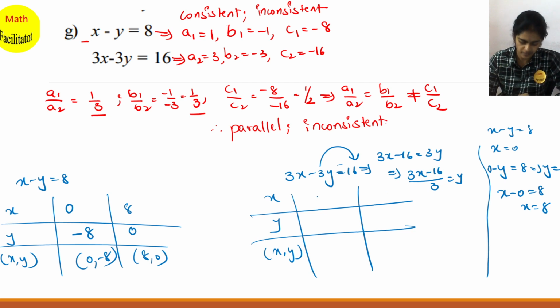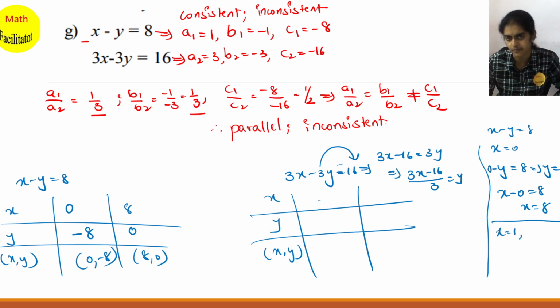Now suppose you substitute x equal to, you can take any value. If you are substituting x equal to 1, what happens? It becomes 3 minus 16, which is minus 13 by 3. You will get minus 13 by 3. Otherwise, you just substitute x equal to 2. See what you will get.